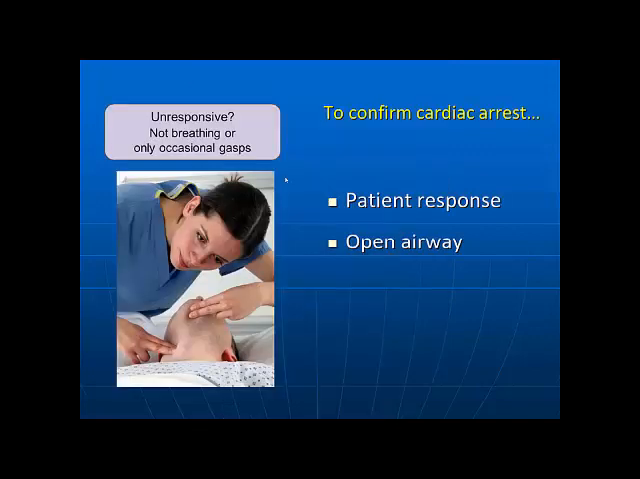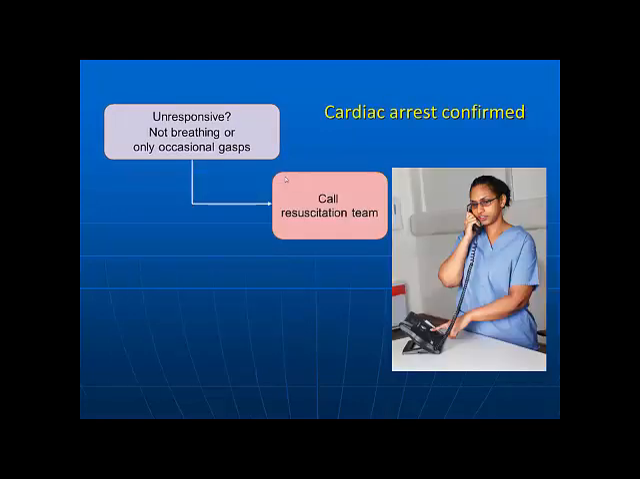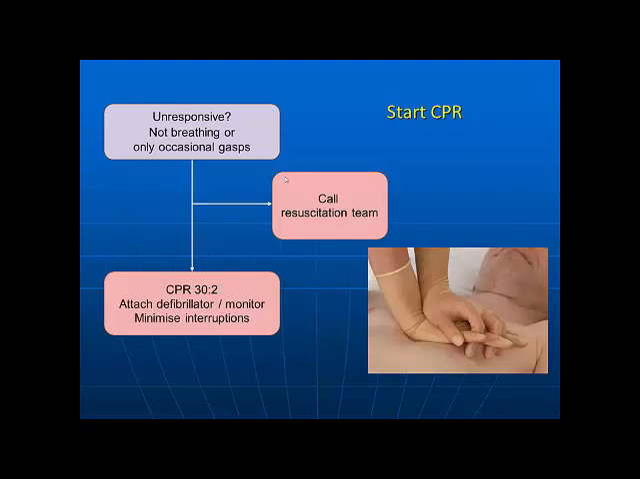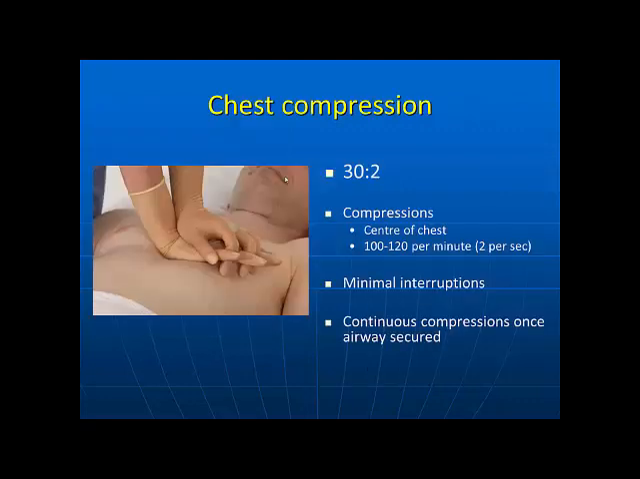So just to recap, confirm cardiac arrest, look at patient response, open the airway. Patient is arrested, you call the resus team by calling 55 and start your CPR. Compressions should be in the centre of the chest at a rate of 100 per minute. If it is a gravid patient who has a large uterus, the chest might be shortened. You are still compressing in the centre of the chest, but it may just be slightly higher than you would expect.